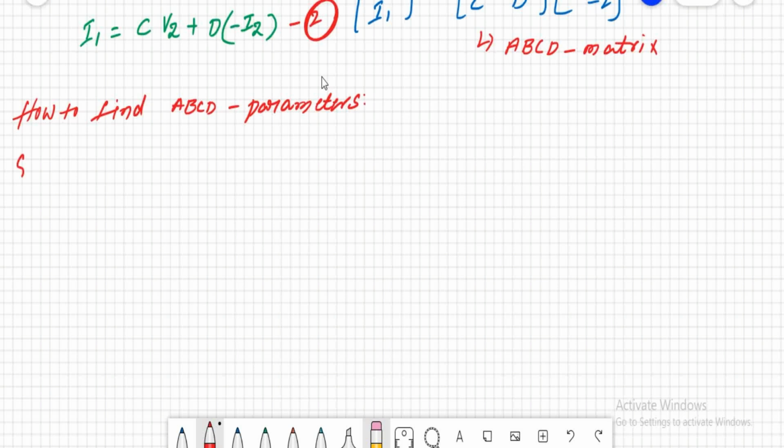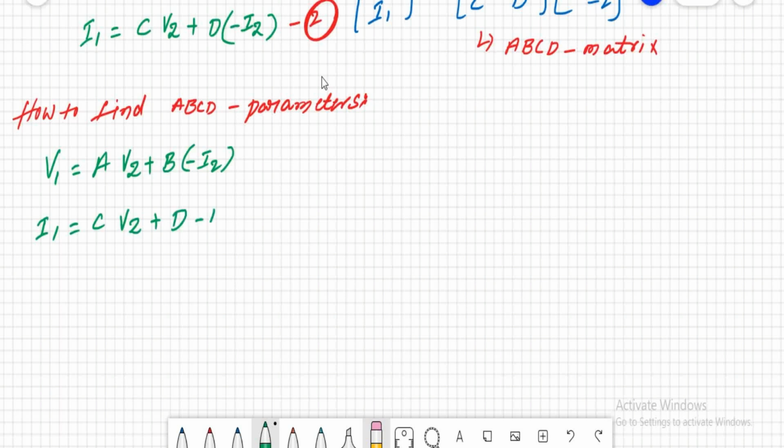Step 1. Before step 1, let us write the equations. What is the equation here? Depending on your inputs, V1 is equal to A into V2 plus B into minus I2, and I1 is equal to C into V2 plus D into minus I2.